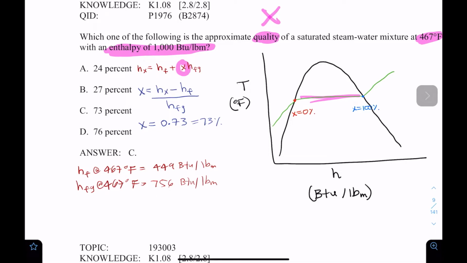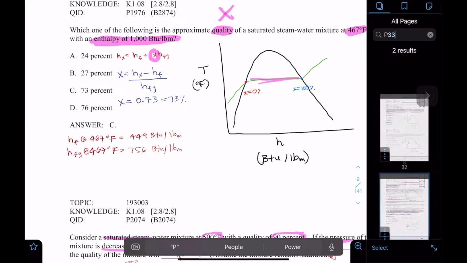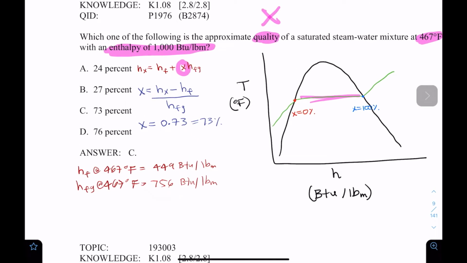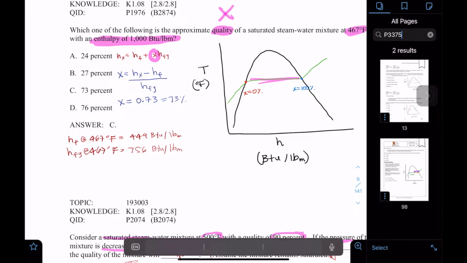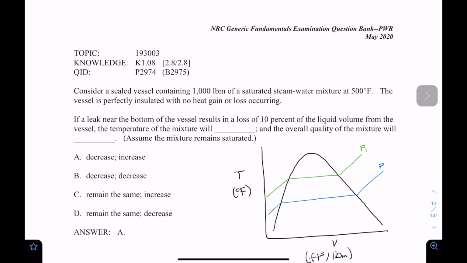So now let's take a look at another question that is slightly different. It's gonna be question P3375. Okay, P3375. Where are you? Here. Okay, P3375. Is that the one? No, that's not the one.